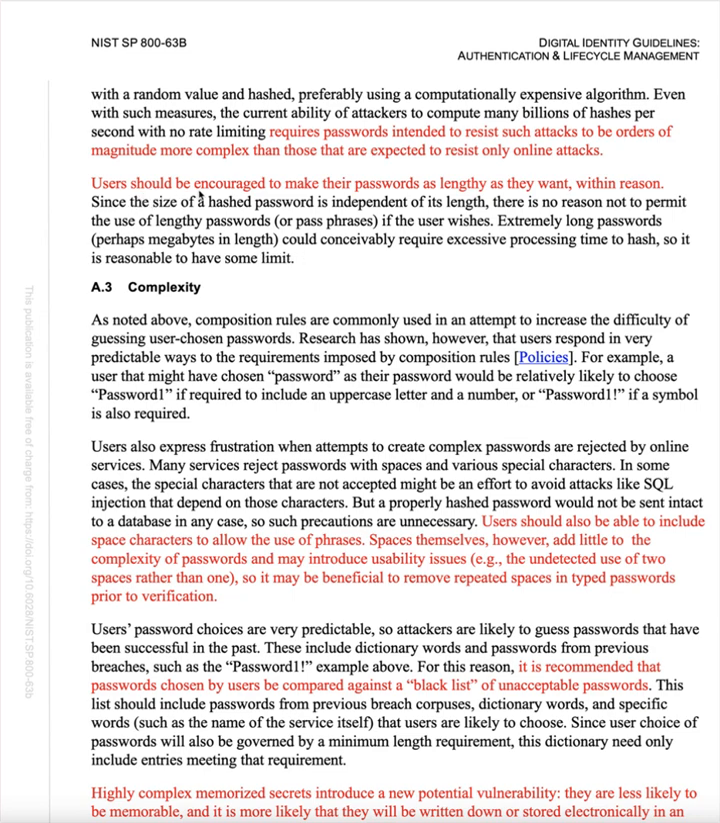Here complexity would help to protect the authentication process. Users should be encouraged to make their passwords as lengthy as they want within reason. Since the size of the hash is independent of the password length, there is no correlation between the plain password and the hash digest. So there is no reason not to permit the use of lengthy passwords or passphrases if the user wishes. If one user is using, let's say, a 10 character password, and another user is using a 20 character password, and the hash digest is stored as 50 characters, both will translate to a digest of 50. So in the case of an offline attack, the attacker won't be able to know the length of the password.